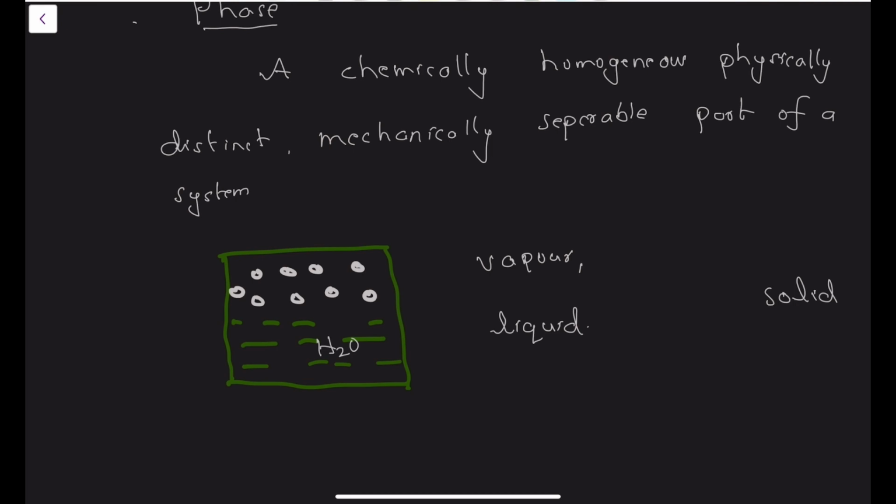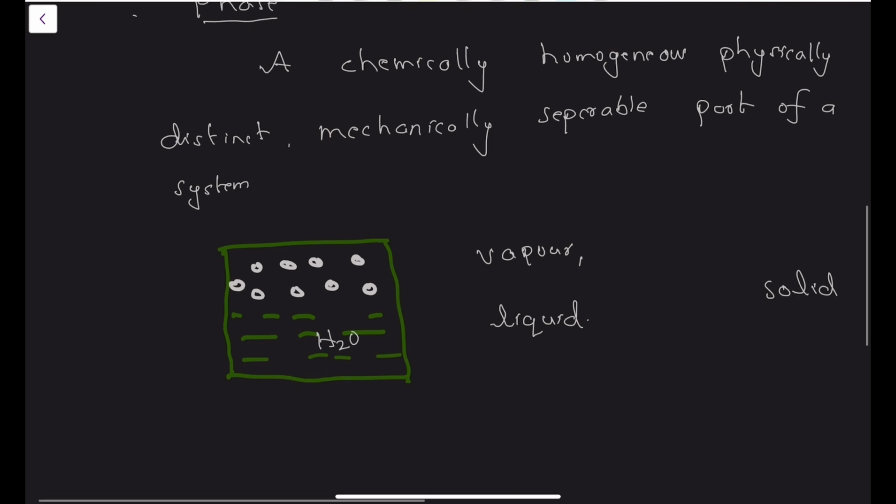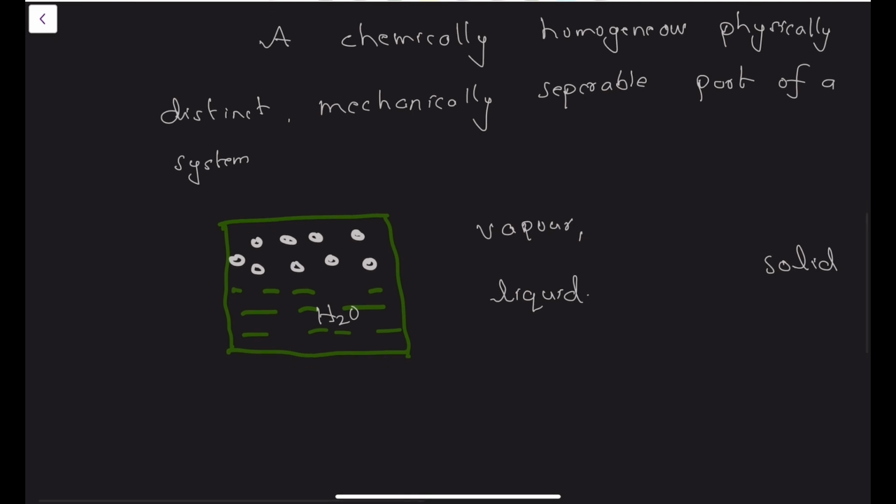Here you can see that both vapor and liquid are physically distinct, and you can mechanically separate them. These are mechanically separable parts of a substance, and they are chemically homogeneous. They have the same chemical composition, but they are physically distinct and mechanically separable.